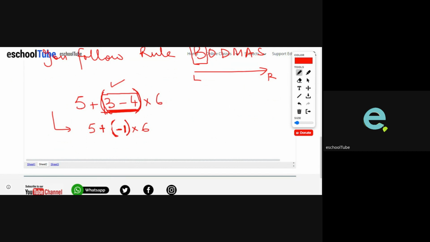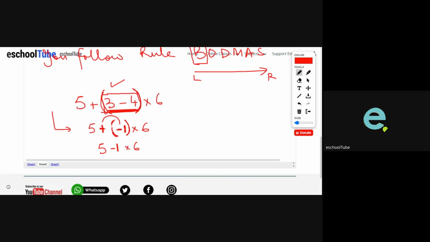This +1, even if I don't write 1, even if there is no number, plus means there is automatically +1. So positive multiplied by negative, what is the answer? Negative. So this is -1. Then you can write 5 and then you can write 6.